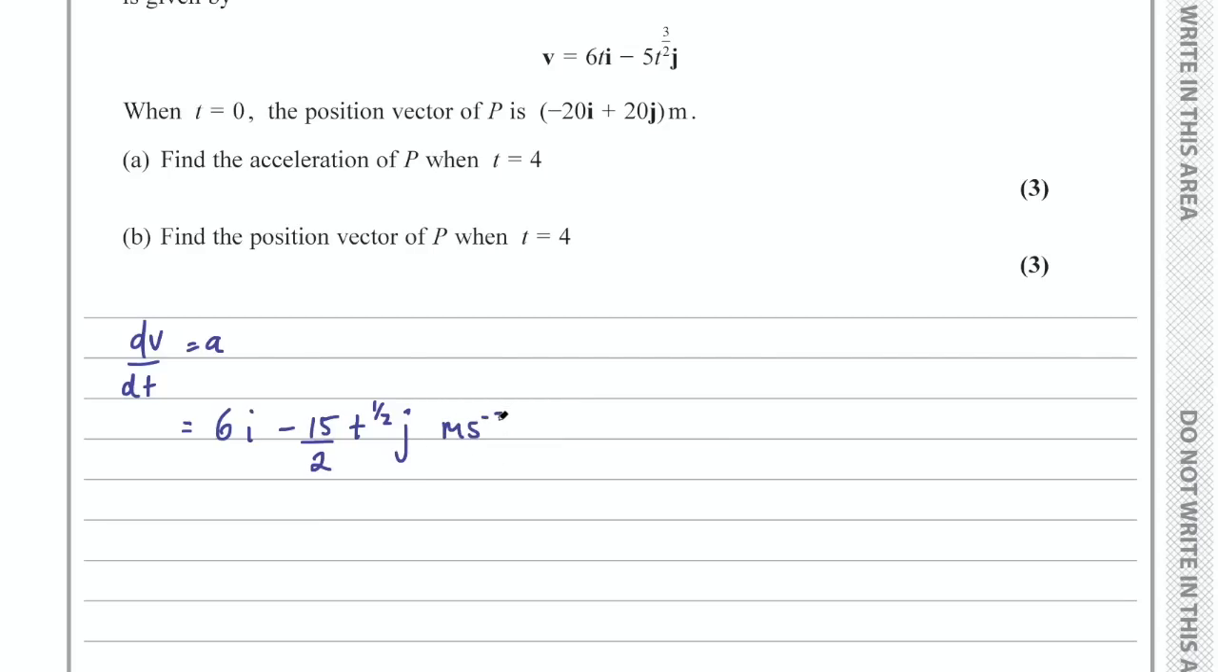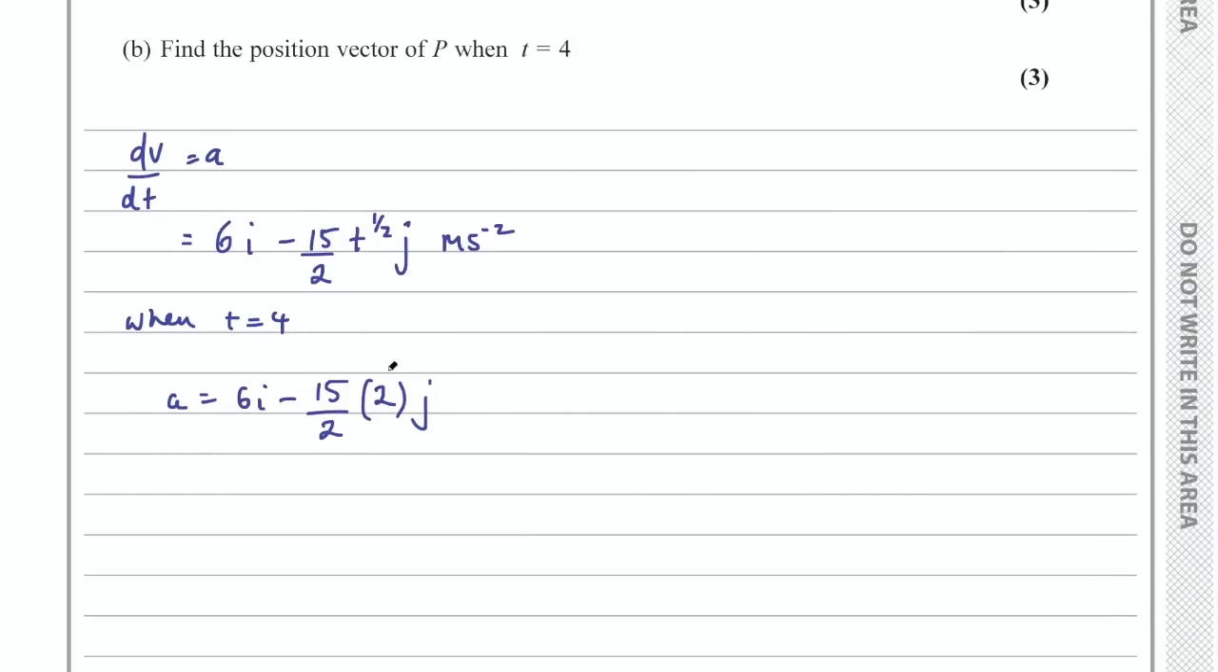meters per second squared. And then we want the acceleration when t equals 4. So we can plug that in. A would be 6i take 15 on 2 multiplied by 4 to the power of a half, which is the same as the square root of 4, which is 2. And this is j. So then, those 2's would cancel. We'd end up with an acceleration of 6i take 15j meters per second squared.